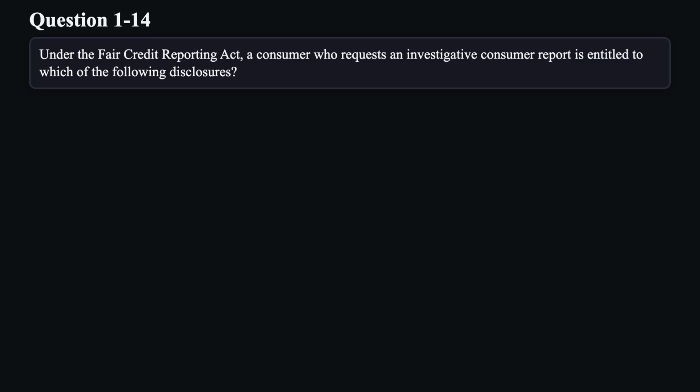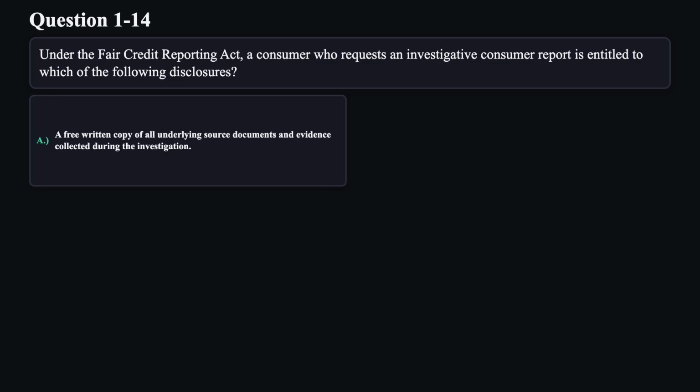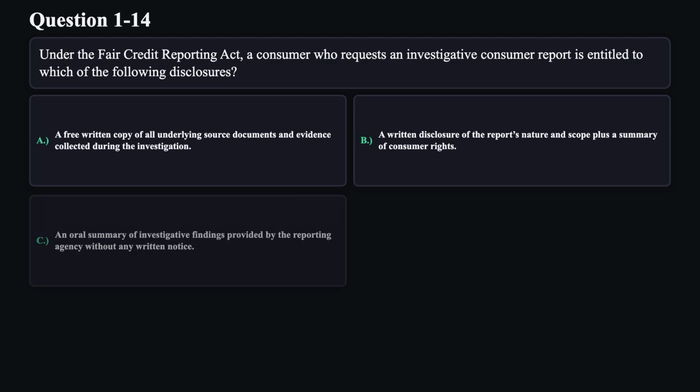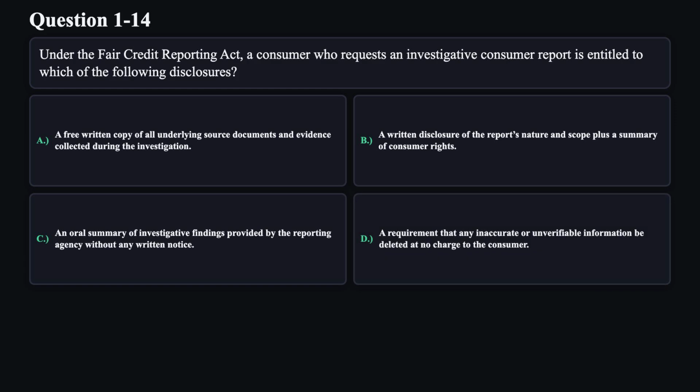Question 14. Under the Fair Credit Reporting Act, a consumer who requests an investigative consumer report is entitled to which of the following disclosures? A. A free written copy of all underlying source documents and evidence collected during the investigation. B. A written disclosure of the report's nature and scope, plus a summary of consumer rights. C. An oral summary of investigative findings provided by the reporting agency without any written notice. D. A requirement that any inaccurate or unverifiable information be deleted at no charge to the consumer.